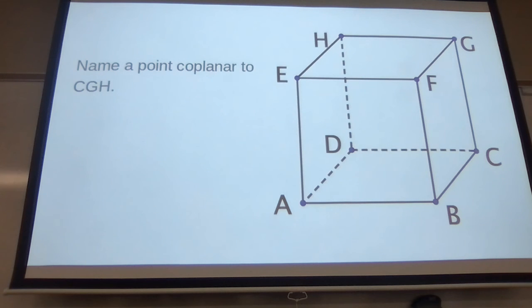All right. One more. I'm gonna name a point coplanar to CGH. So first thing you want to do is figure out where CGH is. Here's point C, here's point G, here's point H. So we're looking at kind of the back plane on the figure. Anybody figure out what point is coplanar to C, G, and H? Hunter. D. Yep. Here's H, here's G, here's C. They're all on the back. So is point D. Those four form this back plane.